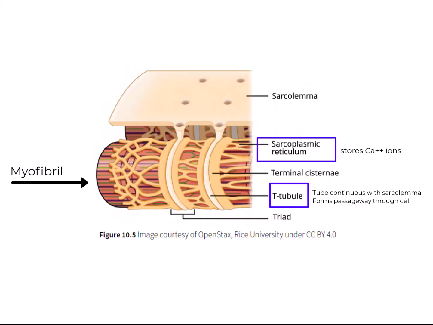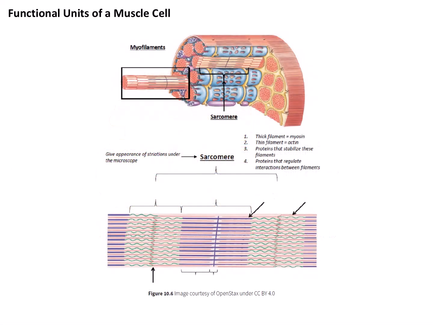At the ends of the sarcoplasmic reticulum are the terminal cisternae. These are fattened areas of the SR that contain a large amount of calcium ions. One T-tubule and 2 terminal cisternae are referred to as a triad. It is here that the electrical signal in the T-tubule stimulates the release of calcium from the SR. Now let's look more closely at the myofilaments and how they function.